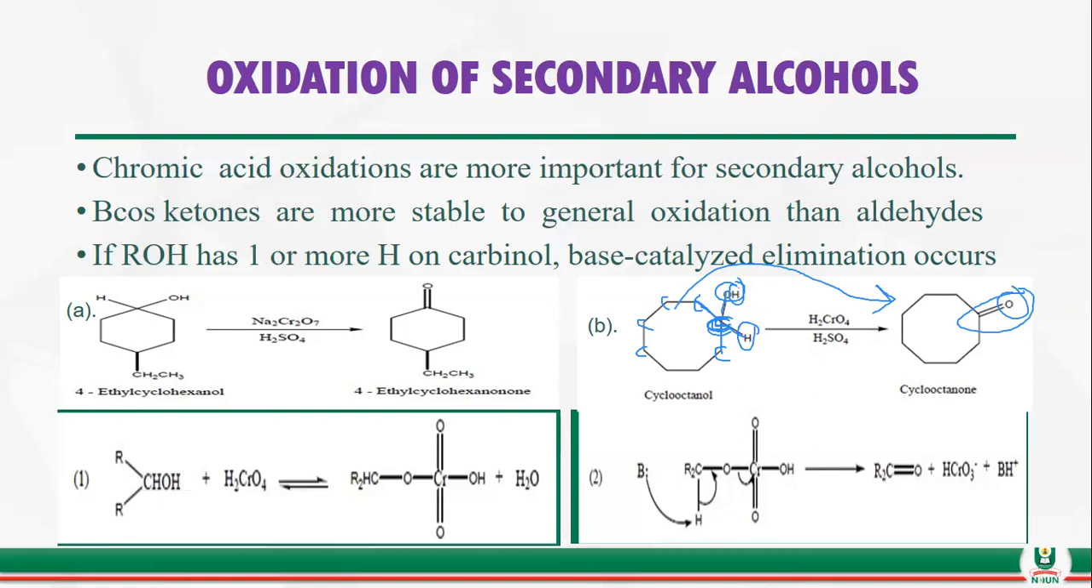Then the third type of alcohol is called tertiary alcohol. In tertiary alcohol, the carbon bearing the OH is linked to 3 other carbons. If you look at this now, they say if our alcohol has 1 or more hydrogen on its carbinol carbon, there is a base catalyzed elimination that can occur. That's a condition. But next week, if you have watched the video, it will make the class very interesting because you will have known a lot of things. We will now be solving problems.